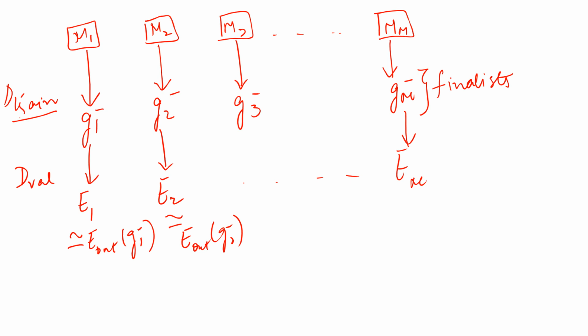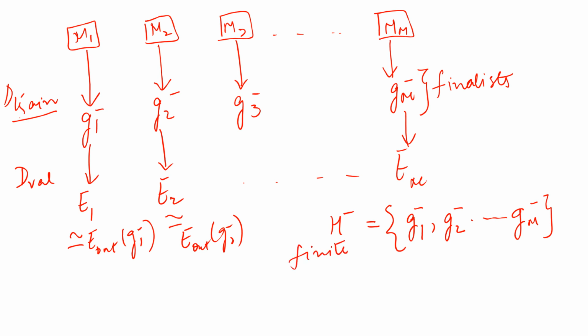So what does that mean? It means that I have this new hypothesis set H minus that has all these deficient hypotheses in it: G1 minus, G2 minus, and so on up to G_M minus. And so what is this? This is a finite collection of hypotheses, a finite collection, right?